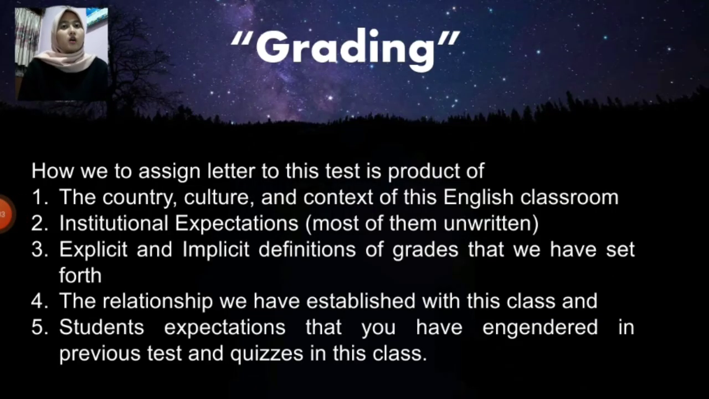Okay, grading. How we assign letters to this test is the product of 1. The country, culture, and context of this English classroom. 2. Institutional expectations, most of them unwritten. 3. Explicit and implicit definitions of grades that we have set forth. And 4. The relationship we have established with this class. And 5. Student expectations that you have developed in previous tests and quizzes in this class.